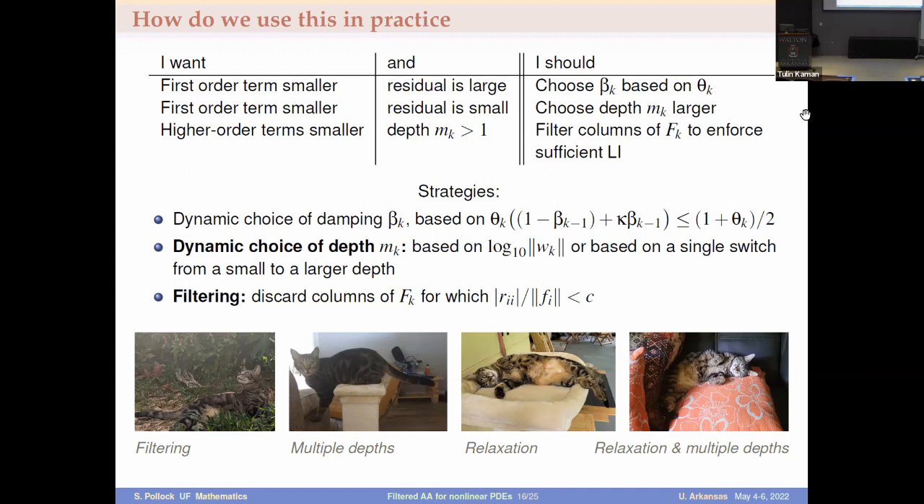And here you see my cat illustrating these various strategies. We already saw the filtering picture. Here we see her doing multiple depths. She's excellent at relaxation. And she makes a really important point here, that we can combine strategies. And this is really useful and cute.